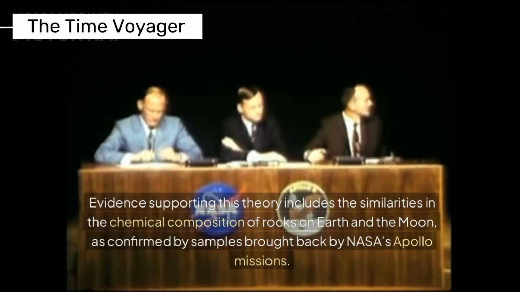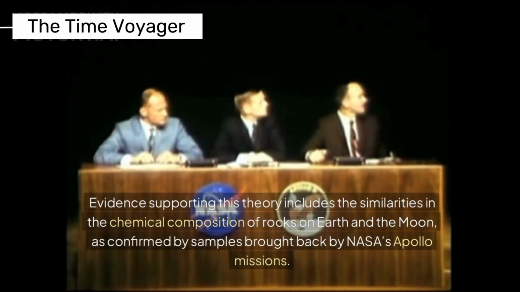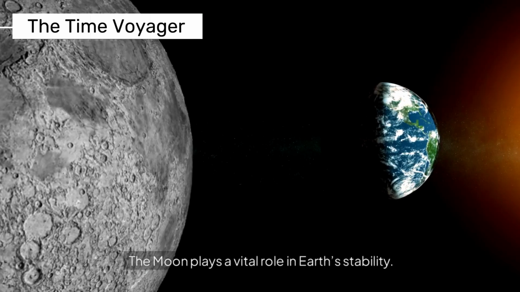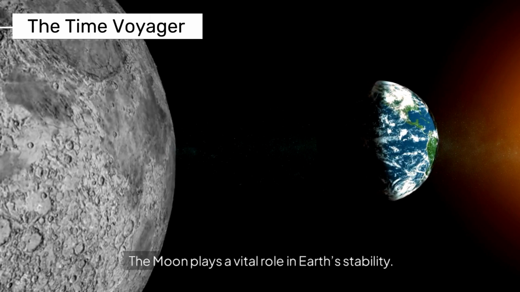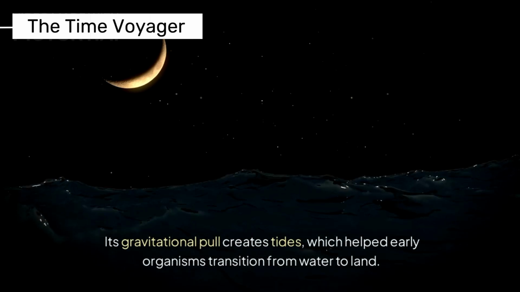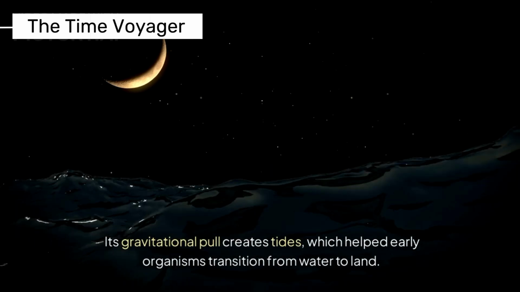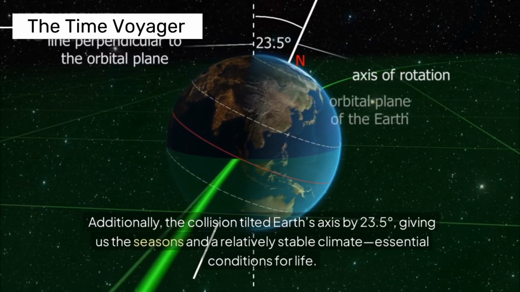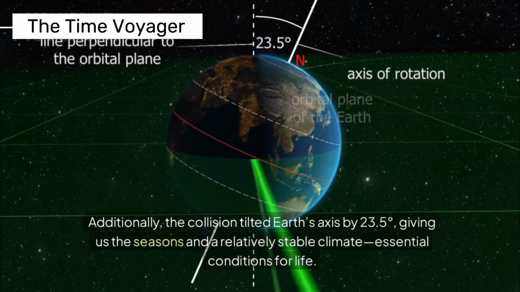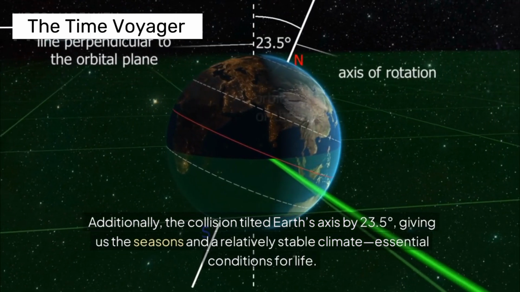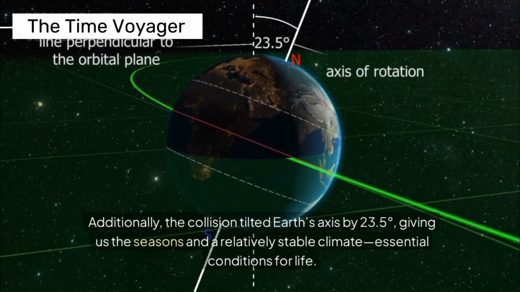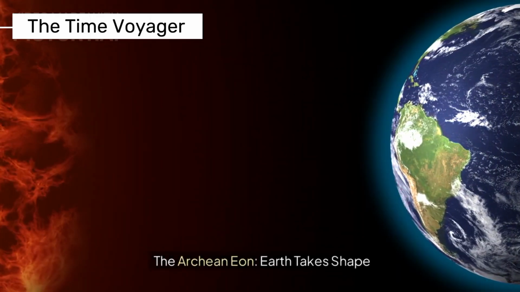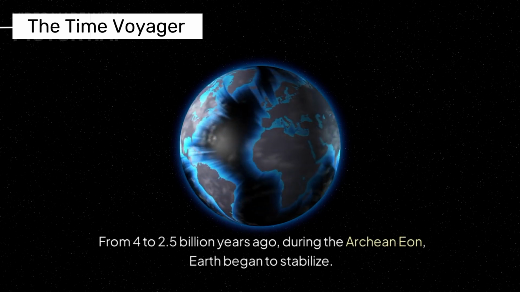Evidence supporting this theory includes the similarities in the chemical composition of rocks on Earth and the Moon, as confirmed by samples brought back by NASA's Apollo missions. The Moon plays a vital role in Earth's stability. Its gravitational pull creates tides, which helped early organisms transition from water to land. Additionally, the collision tilted Earth's axis by 23.5 degrees, giving us the seasons and a relatively stable climate, essential conditions for life.